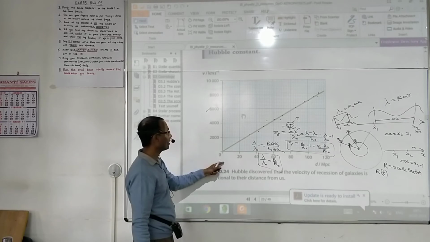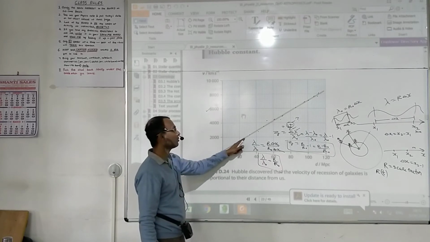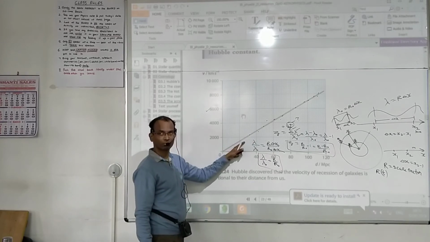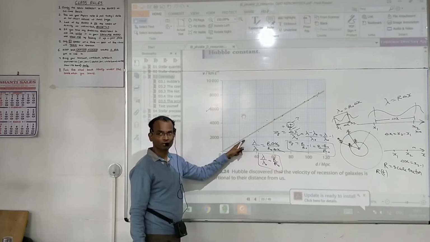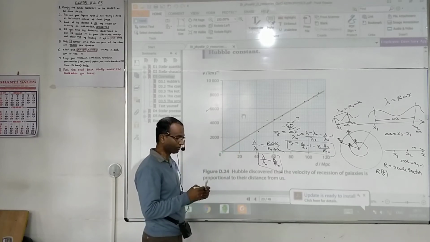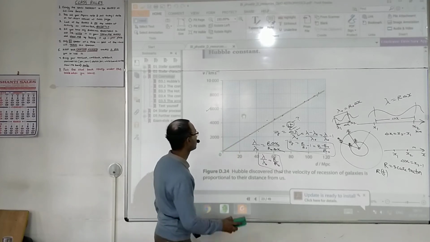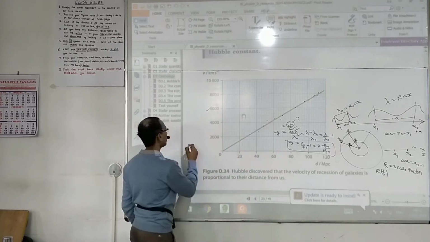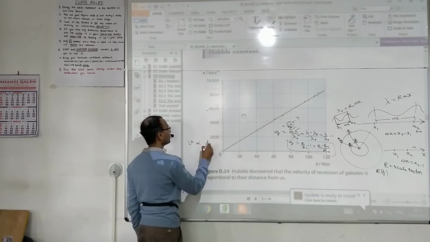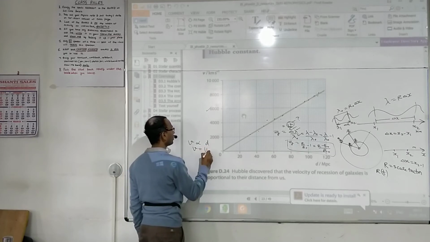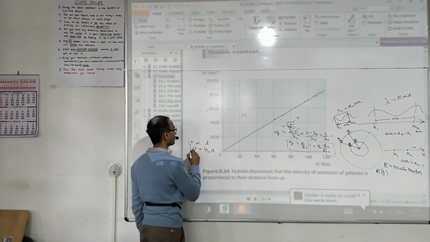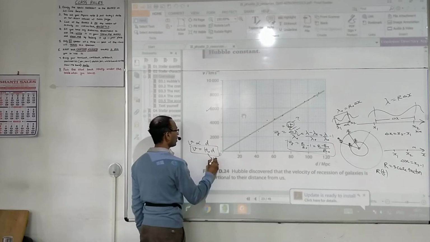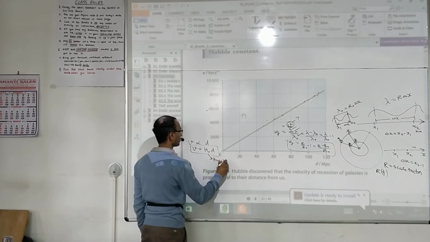So by comparing v and d, you get a scatter plot to which you put a linear fit, and the slope of this will give you Hubble's constant. So the velocity is proportional to distance, and velocity is equal to H0 into d. H0 is called Hubble's constant.